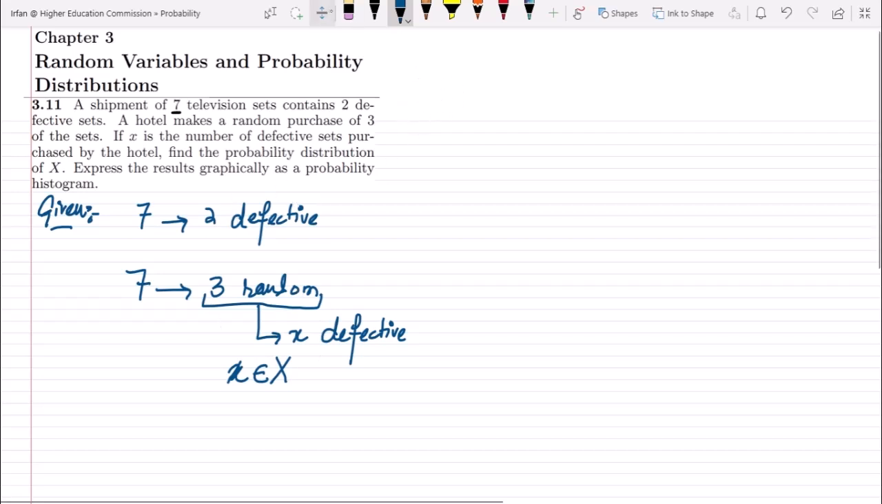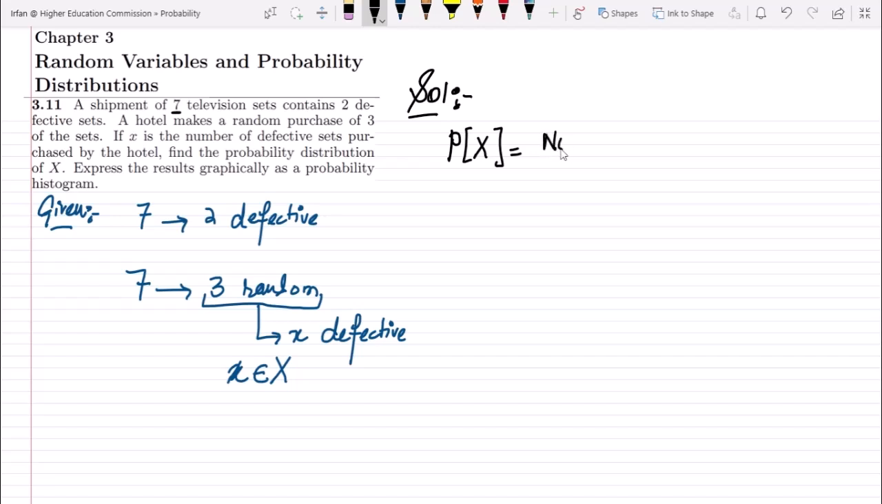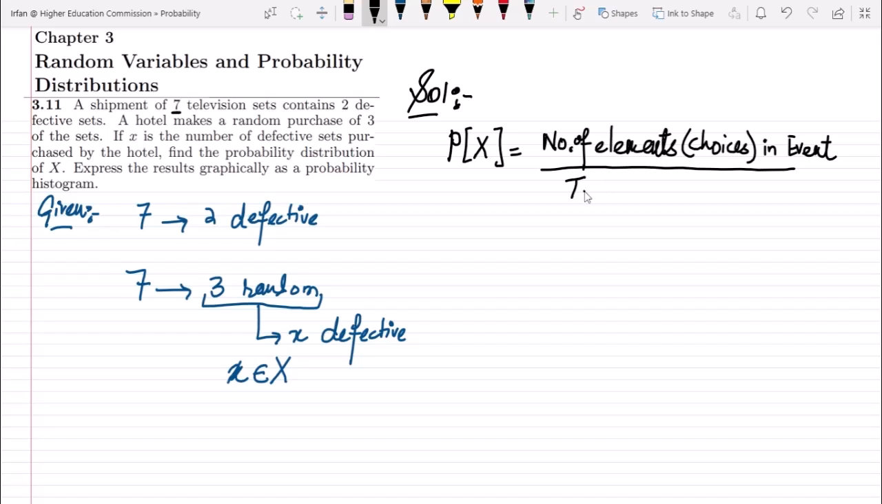Now in order to solve it, let me use this black color. Here I know the basic formula for finding the probability of the event: the probability of X is the number of elements or choices in the event, divided over the total number of choices.